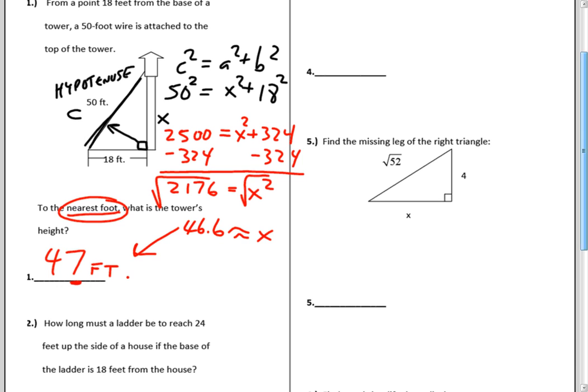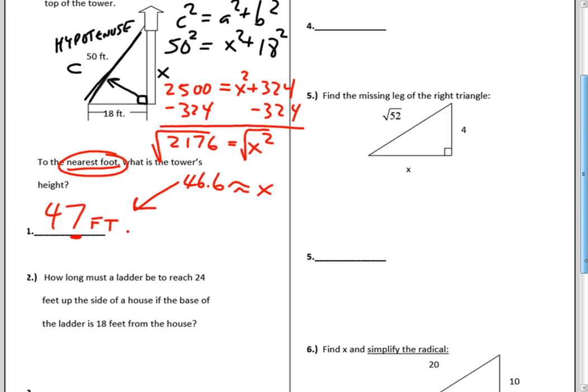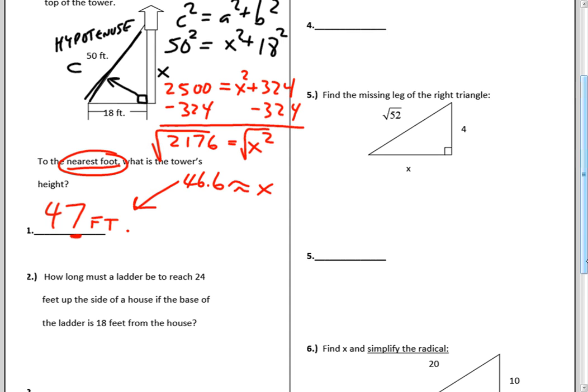Did you draw a picture for number 2? Number 2 says, how long must the ladder be? Well, what do you do with a ladder? Do you lean it against something? So let's write ladder. The ladder should be leaning, let's see, house and ground. Did your picture look like that?